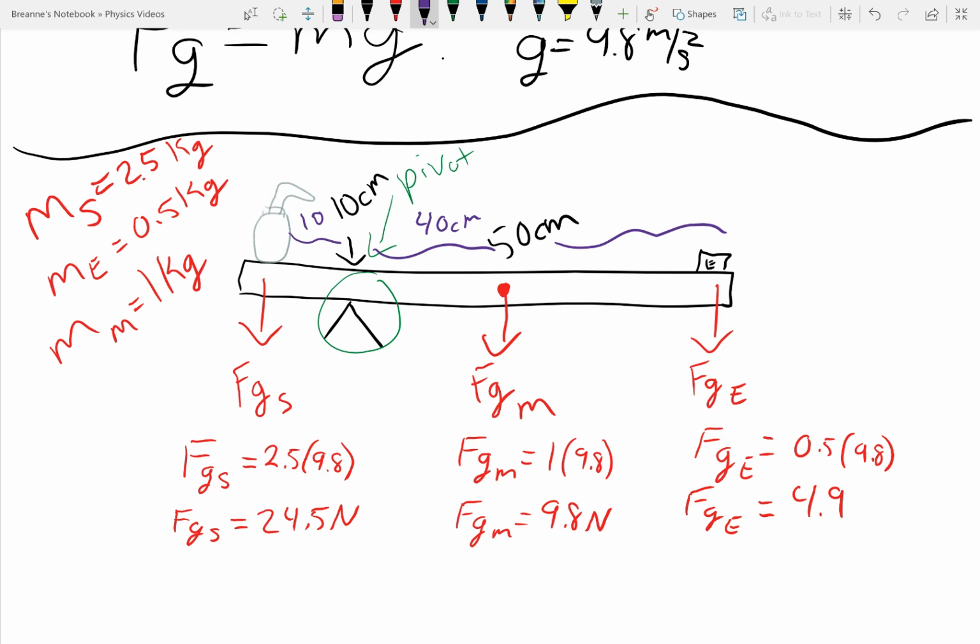And so the distance of the eraser should be 90 centimeters. So you know what we're going to do?